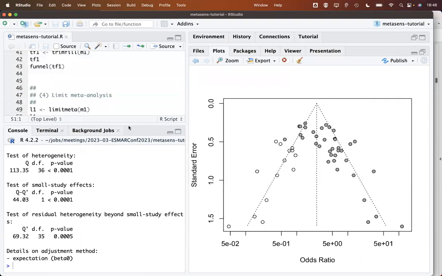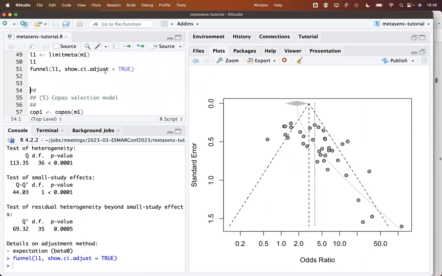What the model actually does is visible in the funnel plot. Here, in the funnel plot, we show the diamond; the width of the diamond corresponds to the lower and upper confidence limits for the adjusted effect at the top. So this is the adjusted effect, in the middle of the diamond. And we see the regression line, the underlying regression line, plotted in the funnel plot.